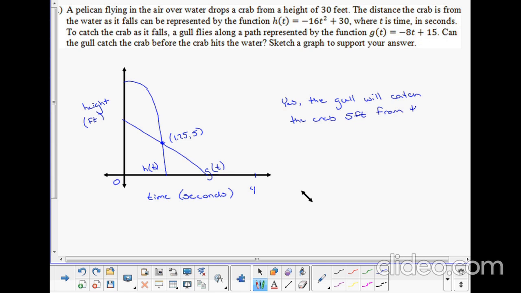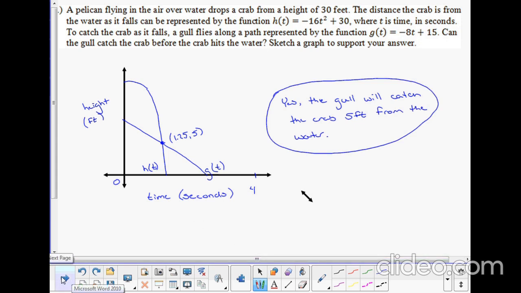So the question really just asks, would it be able to catch it? The answer is yes, because there is an intersection. If we wanted to go into some of the logistics, it would take the goal 1.25 seconds to get there, and it would catch the crab 5 feet above the water. And there we have a solution for our system of equations.